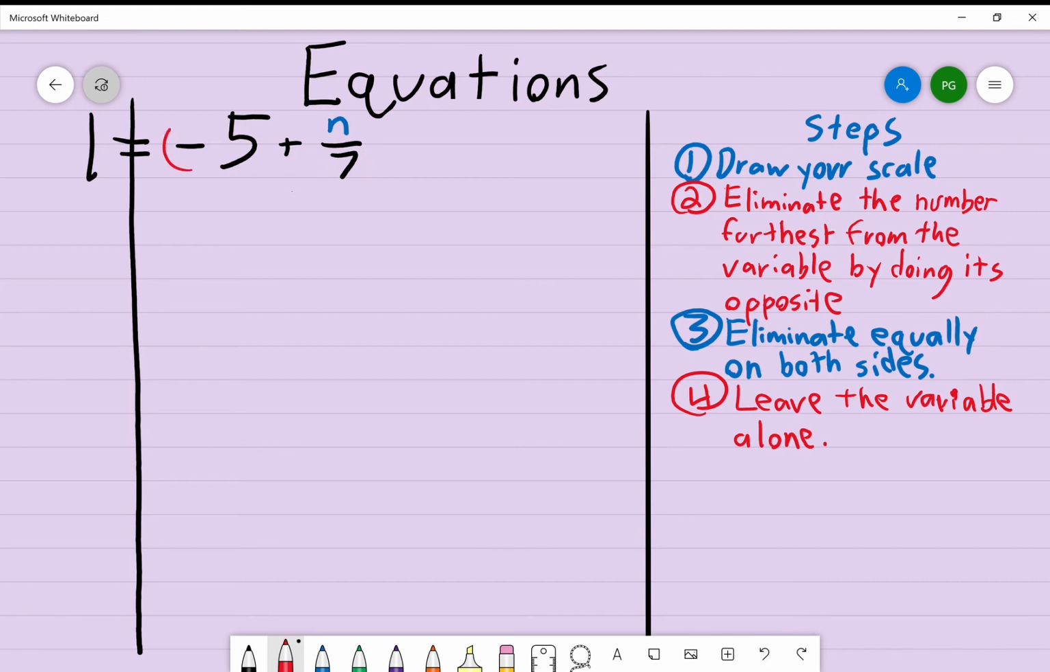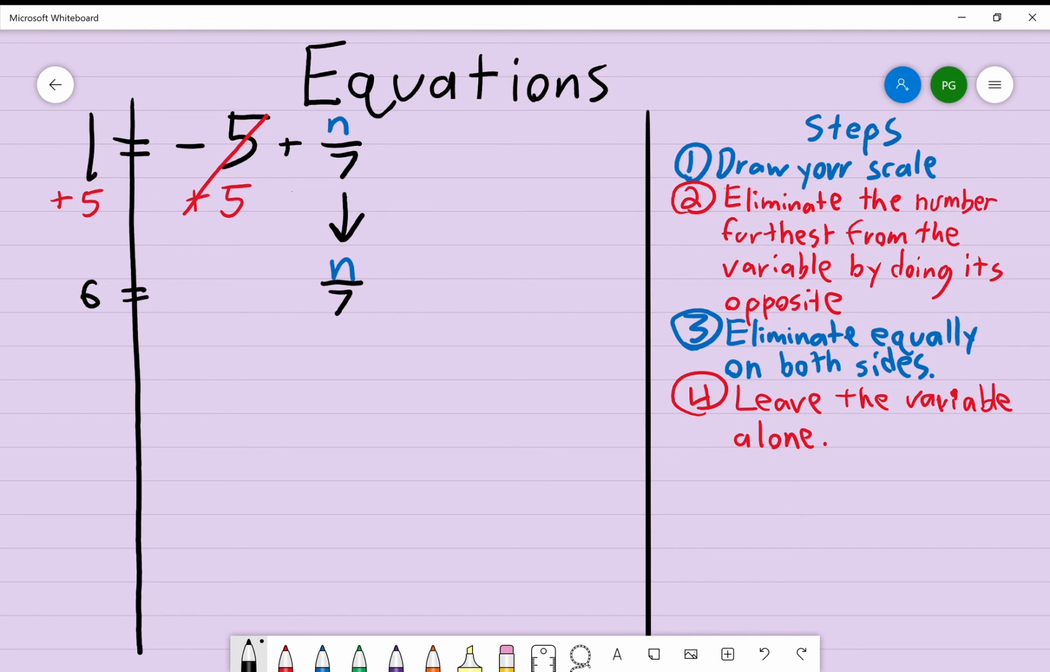Currently you're doing minus 5. The opposite of minus is plus. So plus 5. And if you're doing it on the right, you have to do it on the left. Plus 5. Perfect. Let's work it out. 1 plus 5 is going to be 6. Bring down the equal sign. Negative 5 minus 5. These are opposites. They cancel out. They give you 0. And then I can bring down the n divided by 7, which I haven't touched.